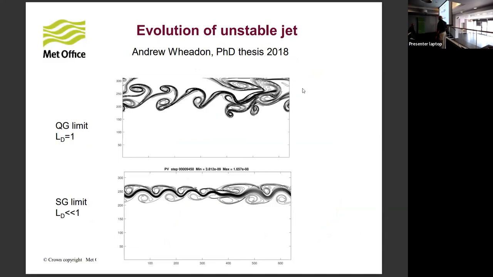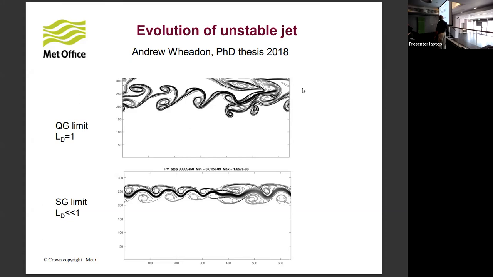And another example was done by a PhD student, Andrew Weed, who worked with me at the university a few years ago. Unfortunately, he never got the chance to publish his own results. I put them in my book. He doesn't know I've done that. Now, this is a classic example of what this is. These are potential vorticity plots after certain lengths of time.